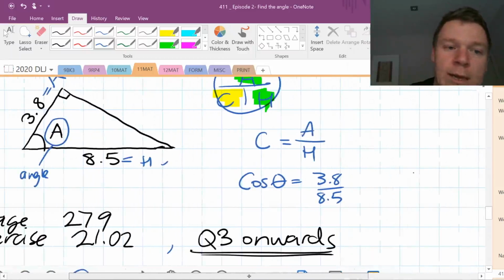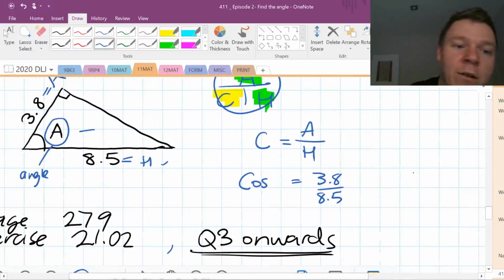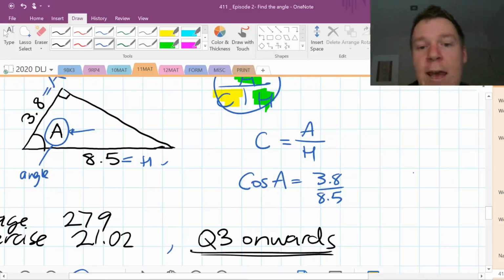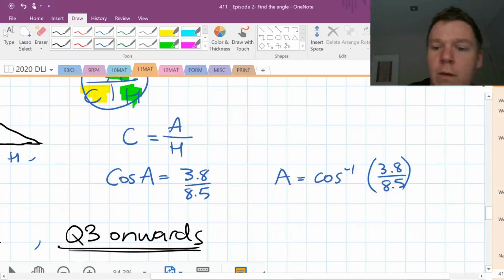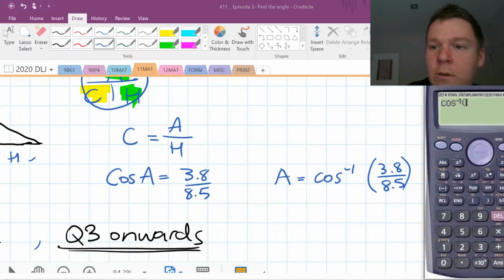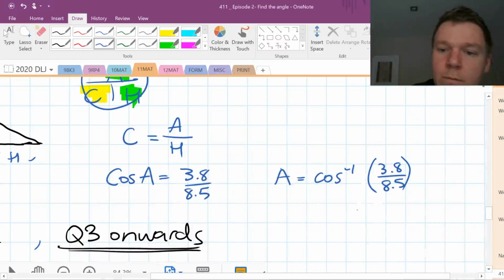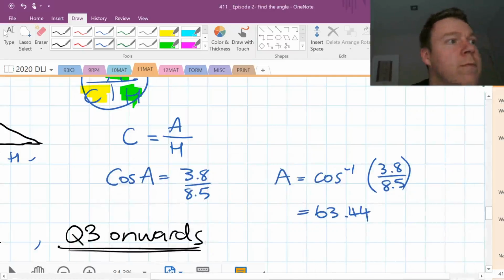Actually, I've made another mistake, because we're not using theta, we're using angle A. So A equals cos inverse of 3.8 over 8.5. Let's chuck that in our calculator. Shift cos, 3.8 divided by 8.5, equals 63.44 degrees. All right.